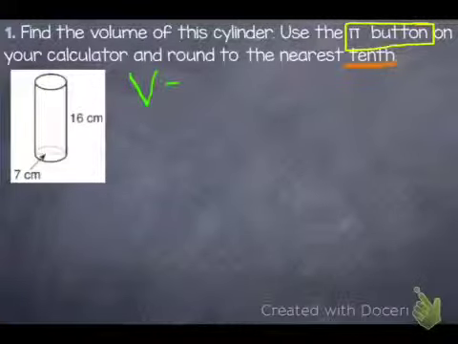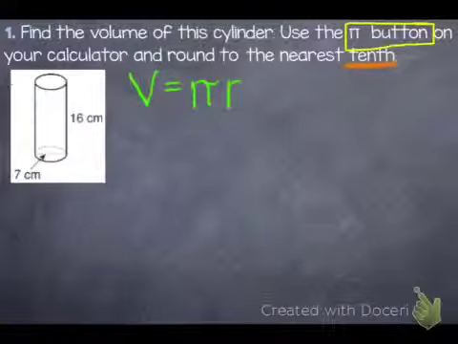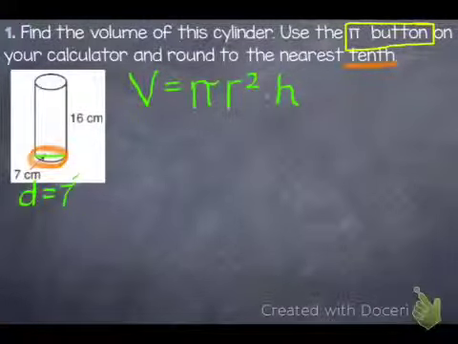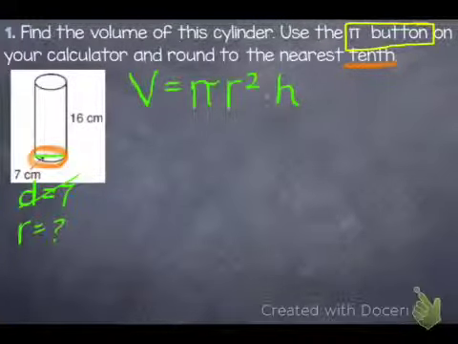So a volume of a cylinder, we want to find first the area of the base. So for a circle, it's going to be pi r squared, and then we need to multiply that times the height of the cylinder. So now we need to look at our cylinder. Here's the base, and the base is giving us a diameter of 7. But we don't want a diameter, we want a radius. So we need to figure out what our radius is by dividing 7 in half. So 7 divided by 2 is 3.5.